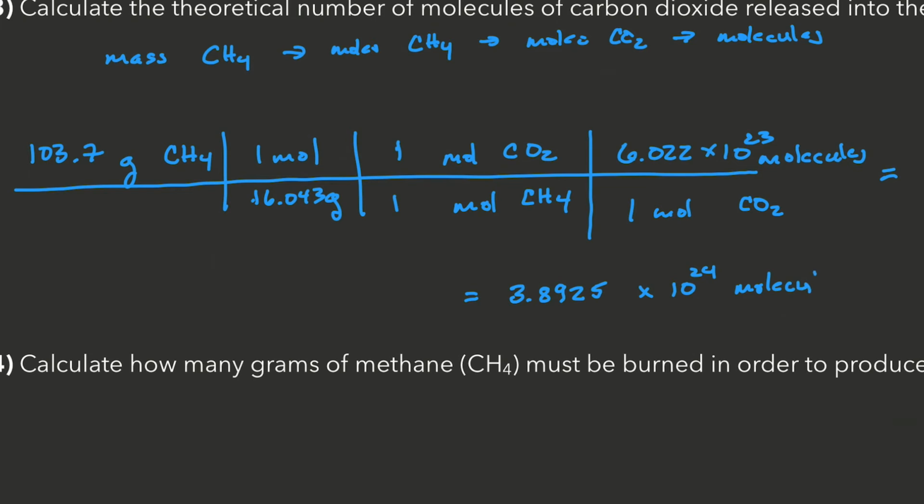Molecules. Forgot what we were calculating. Molecules of CO2. Perfect. Now, this is a great example because it has the rule of 5s. So I need to round this too. And the next number is a 5. Now remember, a 5 means that I round to the nearest even number. So it's just going to be 3.892.